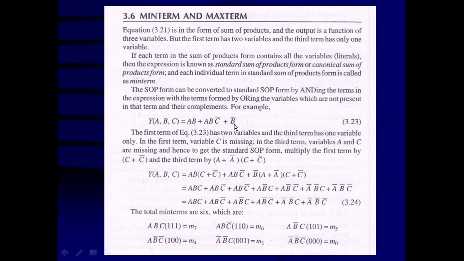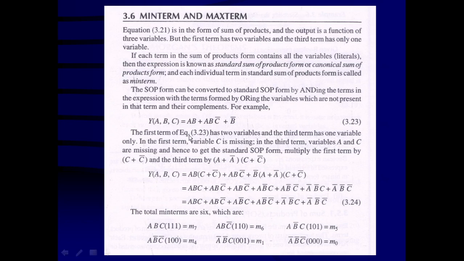And in the same way, here in A bar B bar, A and C are missing variables. So A plus A bar as well as C plus C bar, that ORing term should be taken, because A plus A bar is equal to 1, and if you multiply anything with 1, that expression is not going to be changed, because the value of the expression doesn't change. That's why we are multiplying with a variable ORed with its complement.